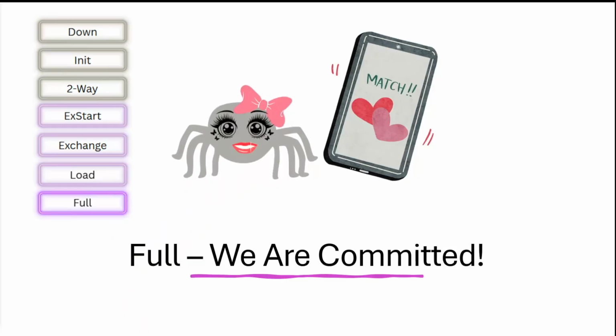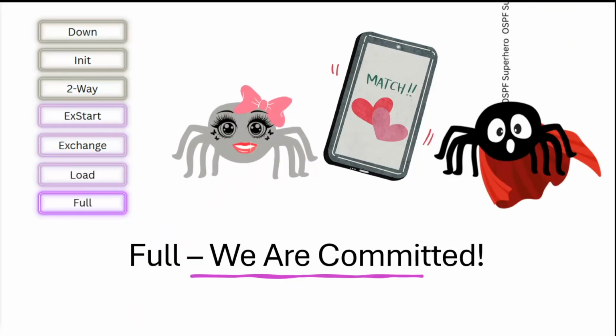The goal of loading is simple. Transfer only the missing information and synchronize your databases. Once all the requested information has been exchanged and acknowledged, the routers move into the full state. We made it! Full state is the goal. Uh-oh, it looks like our OSPF hero may not have known that at first, but he appears to know that now. Well, our spider couple has successfully made it through every adjacency state and fully synchronized their link state databases.